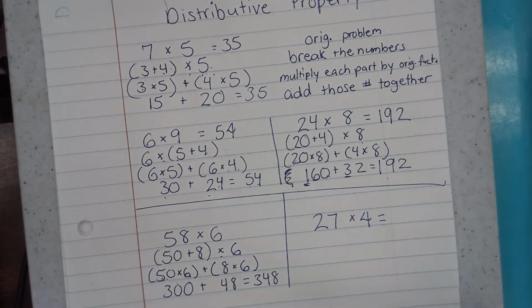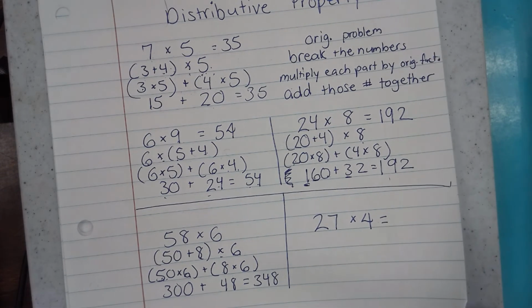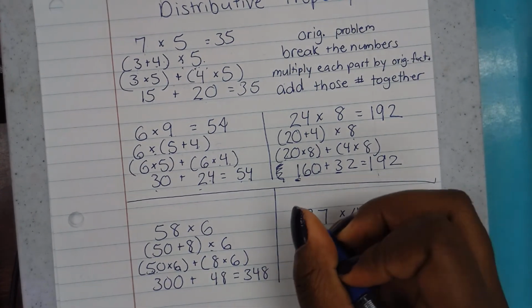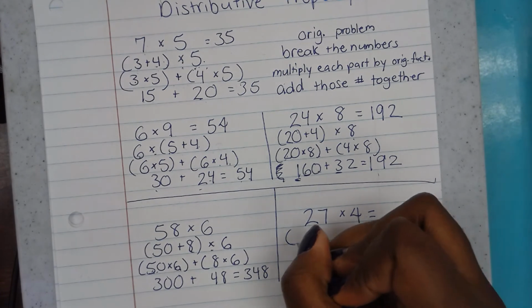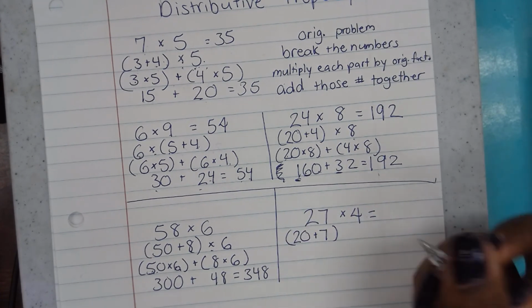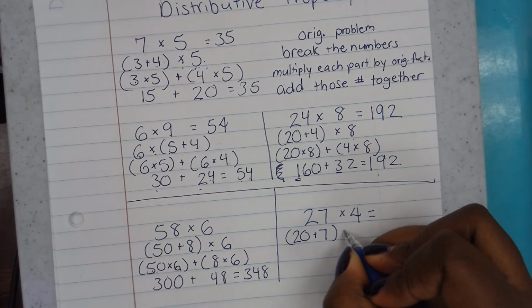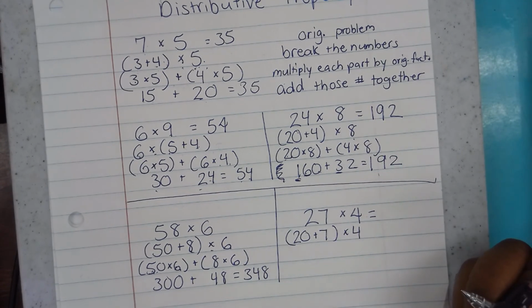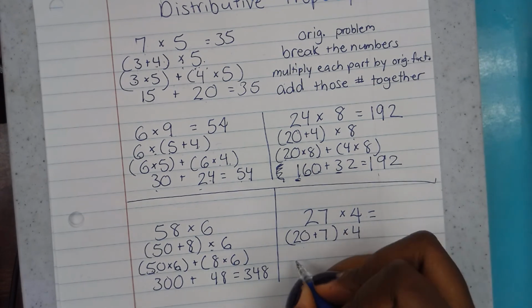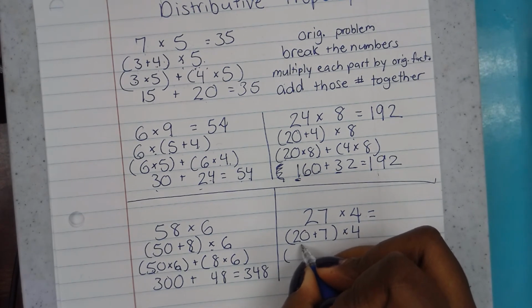Okay, so let's work through this one. We know that we probably want to decompose 27, break apart 27. There are lots of ways you can break it, but we're going to break it into 20 plus 7. And then we're going to multiply by 4. So then when we multiply each of these add-ins by 4, you should have whatever factor you chose, whatever add-in you chose as your first number.